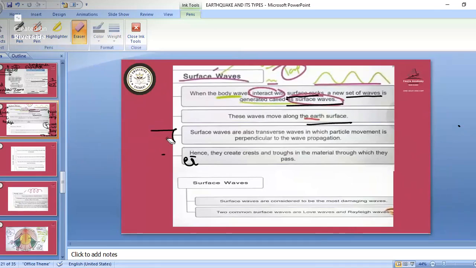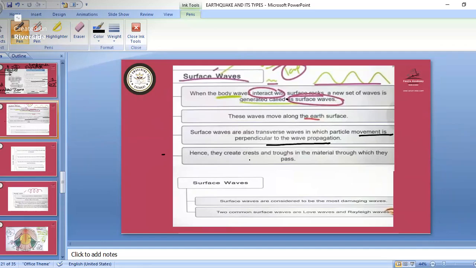In the serious exam taken by the UPSC, questions will come statement based, so remember this part. Surface waves are also transverse waves, in which the particle movement is perpendicular to the wave propagation. So here also the crest and trough formation will happen when they pass through any material.